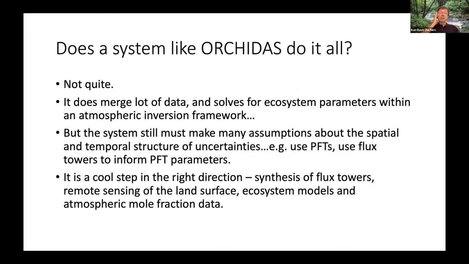Does something like ORCHIDEE do it all? It has the atmosphere, it has the land surface, it's optimizing parameters, it has flux towers, holy cow. It still doesn't necessarily answer this question. It merges lots of data, solves parameters with atmospheric data, but there still have to be assumptions about these error structures. You know, there's PFTs and flux towers informing PFTs. So those error structures are still a question, I believe, even for a wonderful system like that. It's a step in the right direction though, for sure. And I'm sorry, if I had seen Kotsuki-san's talk, I'd add that to this list.